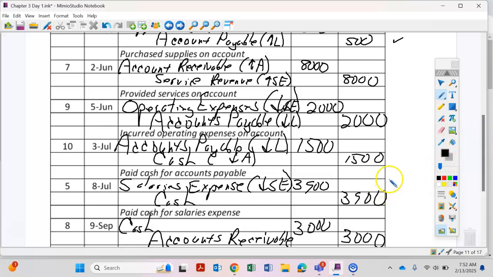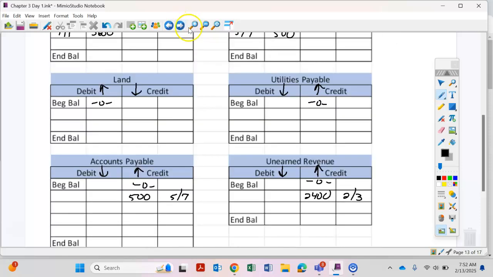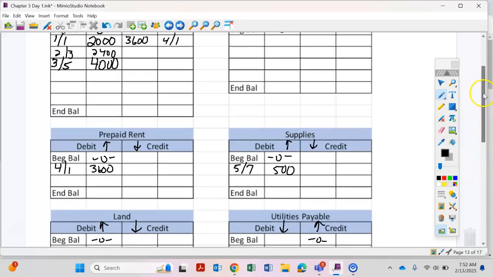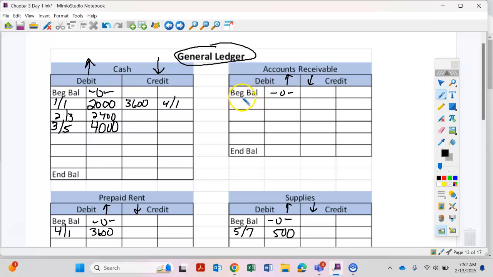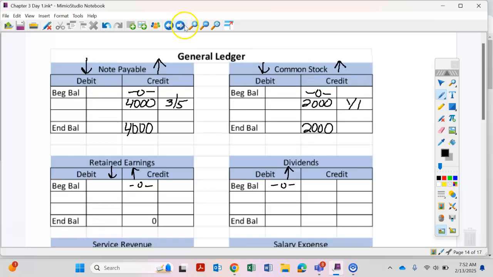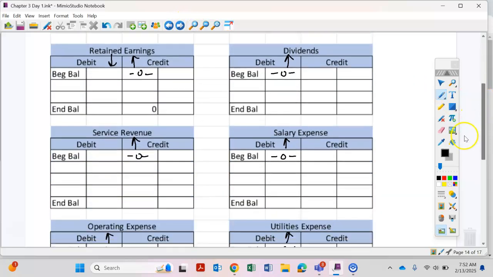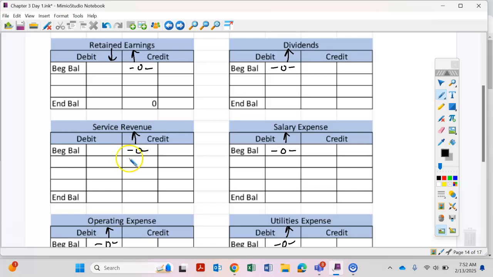And then one more. Accounts receivable and service revenue. Debit accounts receivable, credit service revenue. So June 2, debit accounts receivable, 8,000. And then go over to revenue here and credited 8,000. And put in our date, June 2.